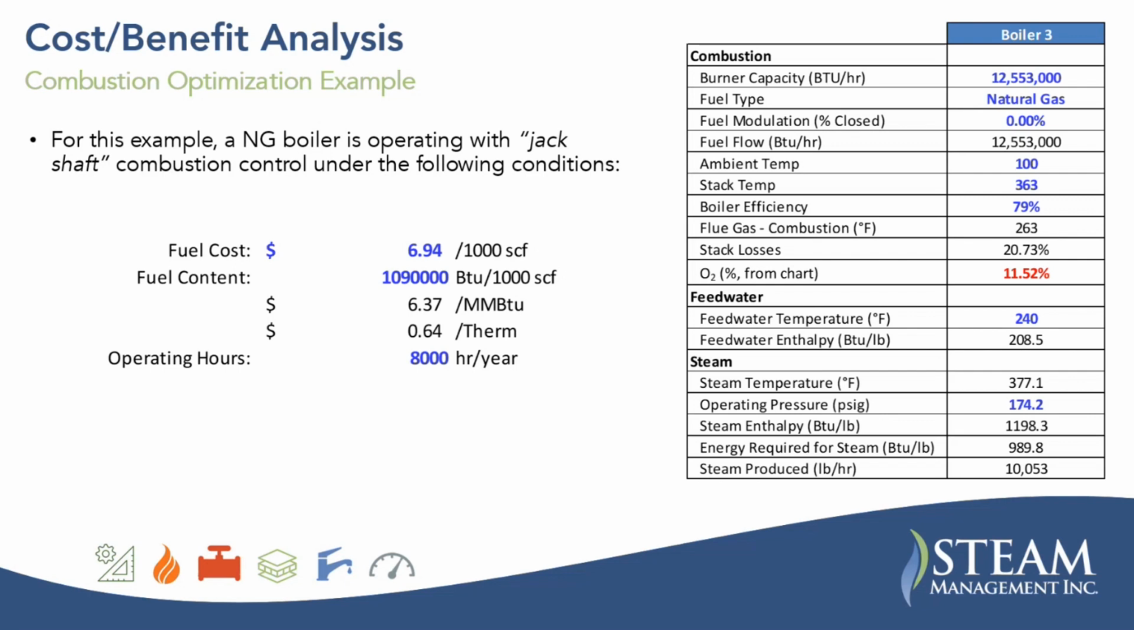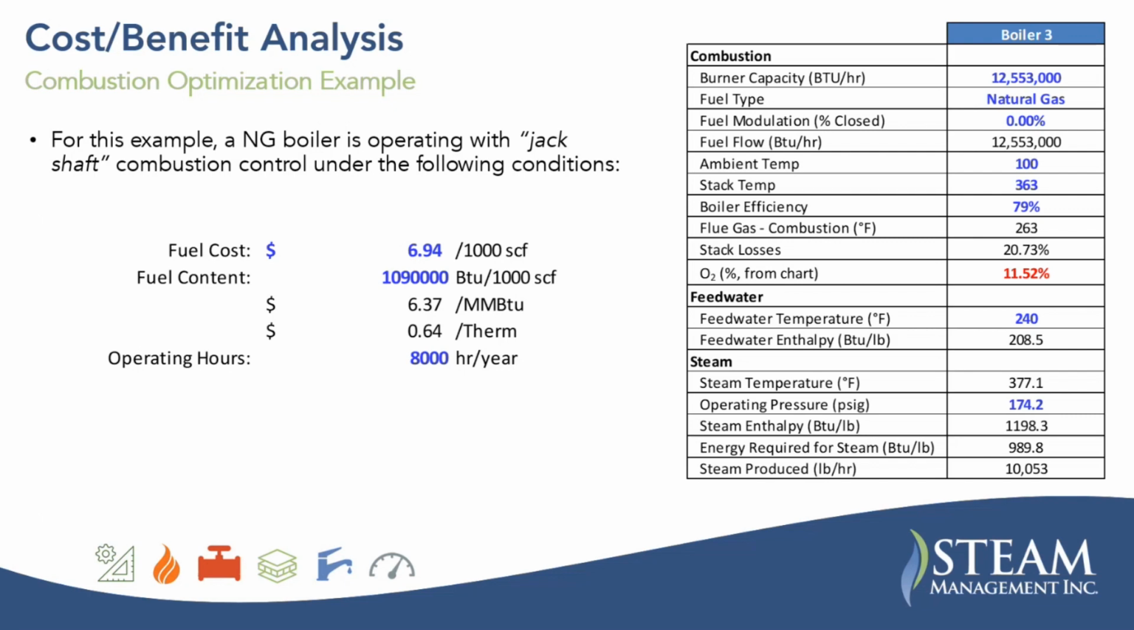So here's a cost benefit analysis. We have a combustion optimization example. For this example, a natural gas boiler is operating with jack shaft combustion control under the following conditions. We have a 300 horsepower boiler. You see the steam flow at the bottom of the table there, 10,000 pounds per hour. That's about a 300 horsepower boiler. Another takeaway here is that it's at 79% efficiency, 11.5% O2. So that's the initial setup there.